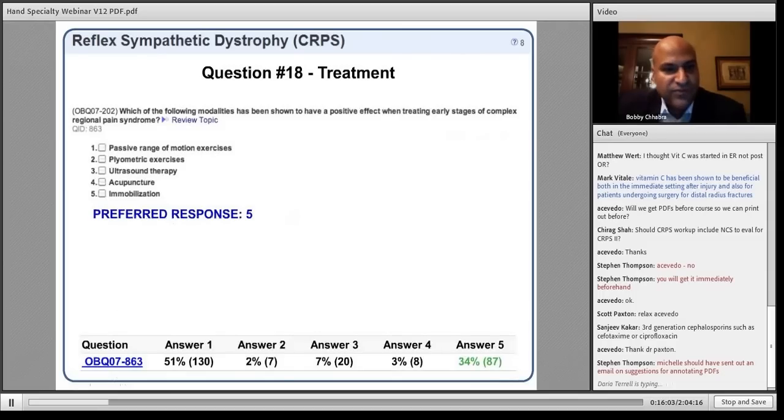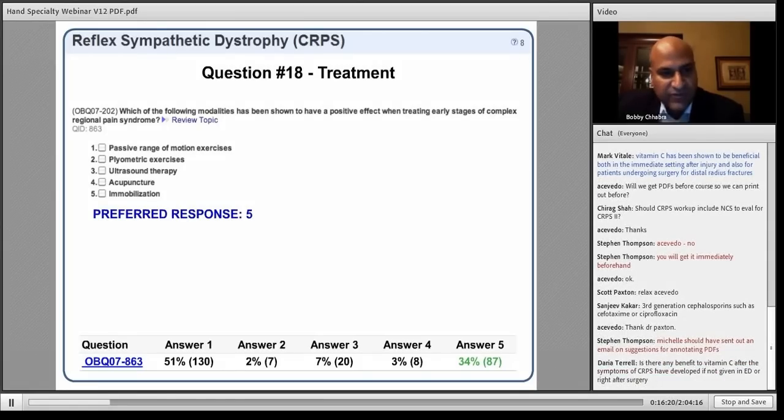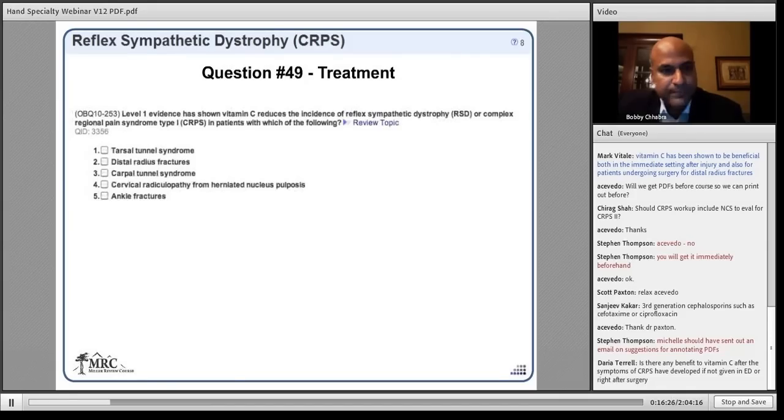So for this, of the following modalities that have been shown to have a positive effect when treating early stages of complex regional pain syndrome, the best answer is immobilization. The others have been used or can be used, but they don't have any defined scientific benefit. The first answer, passive range of motion exercise, can actually exacerbate complex regional pain syndrome. Next question.